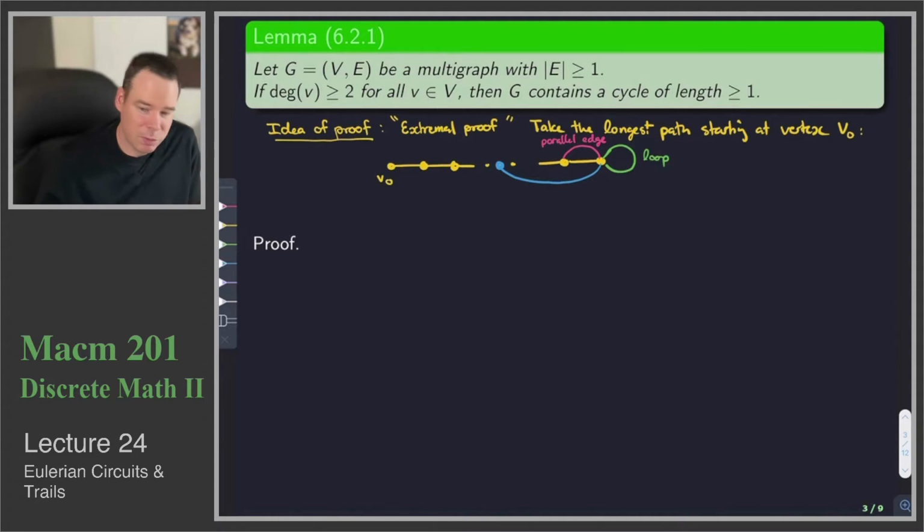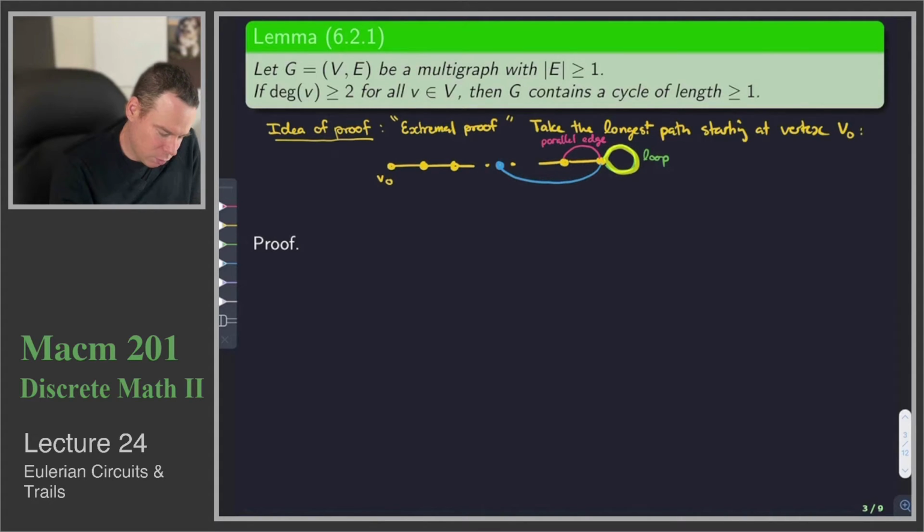Note the option I'm avoiding is that that edge goes out and connects to a new vertex. That can't happen because this is the longest path that we have starting at V0. So there's no way to extend it to a longer one. So that case can't happen. So we're into one of these three cases. And that means we're done because we've got a cycle.